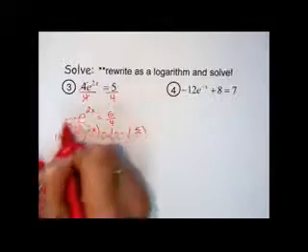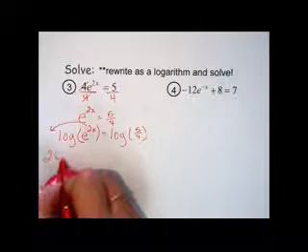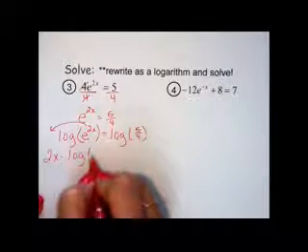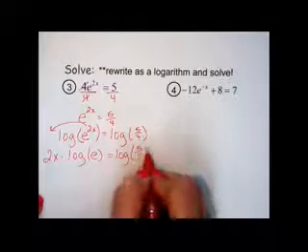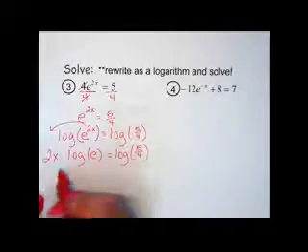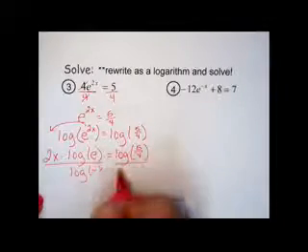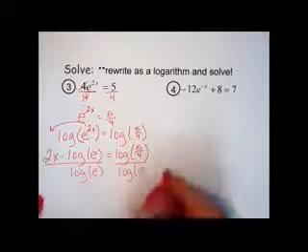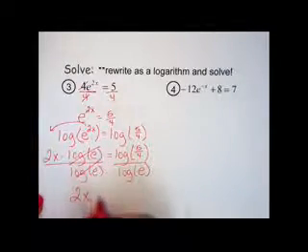Doing that, because of our log property, lets us take that power out. So 2x times log of e equals log of 5/4. Just like the other problem, we have to get this by itself, so we have to get our logs together. So we're going to divide both sides by log of e. So that gives me 2x equals.